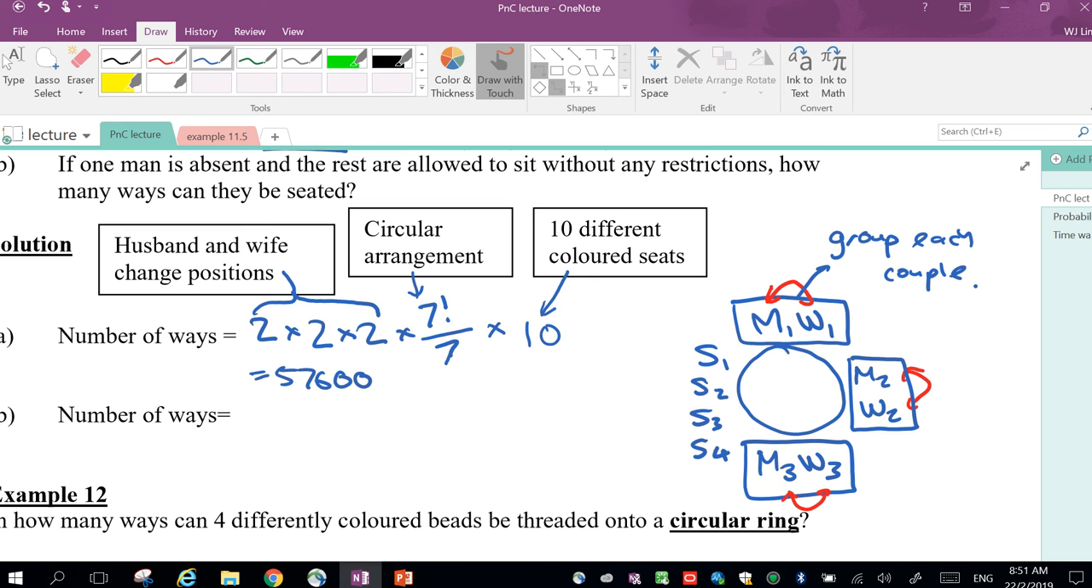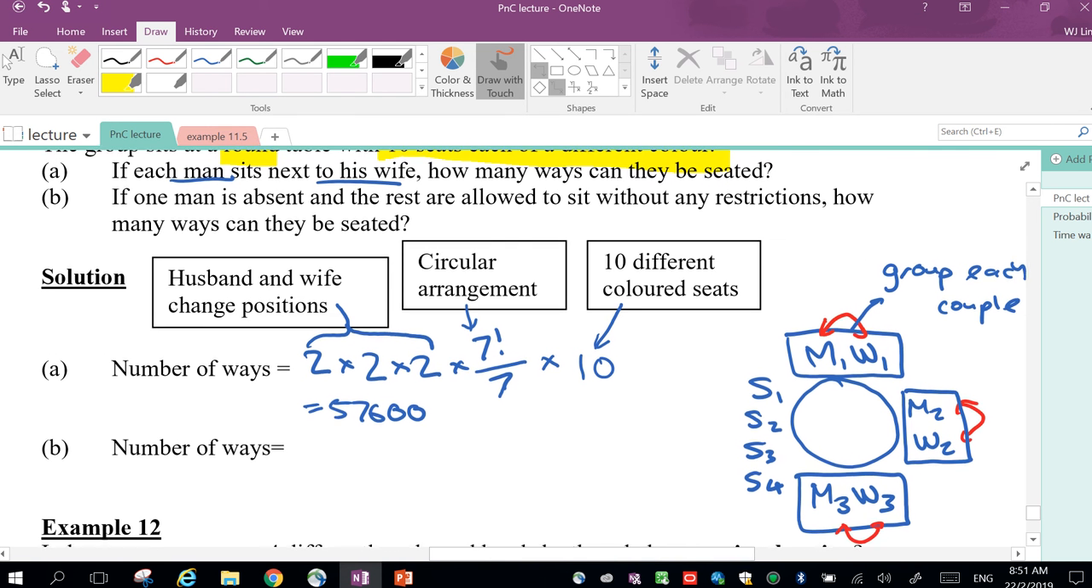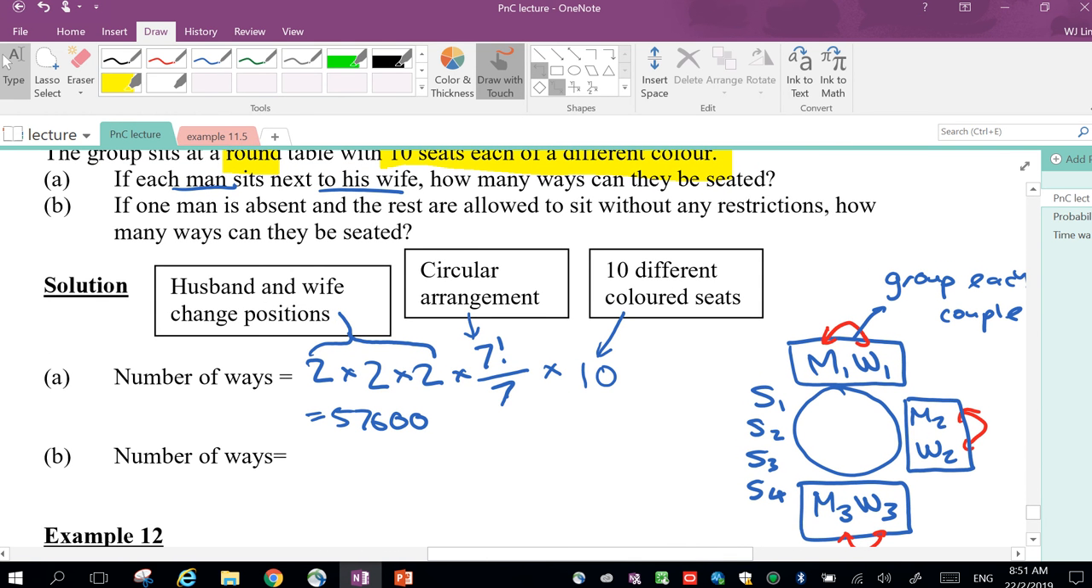Okay, next part. Can I move on? Any questions just now? 1B. If one man is absent and the rest are seated without any restriction, one man absent means what? Vacancy, right? There are 10 seats, 9 people. What did we learn just now? We treat the vacancy like there is 1 person there. So it's still 10 factorial over 10.